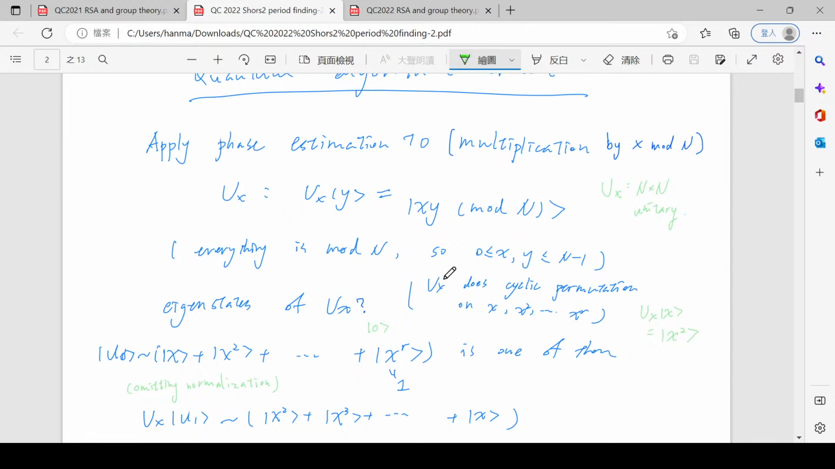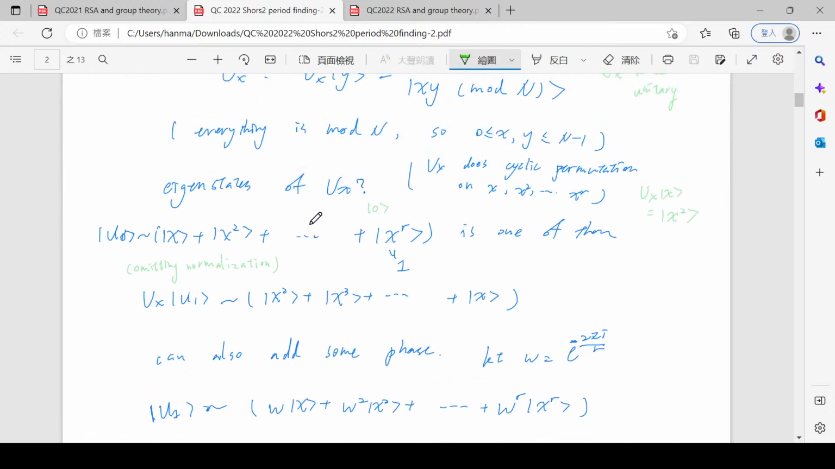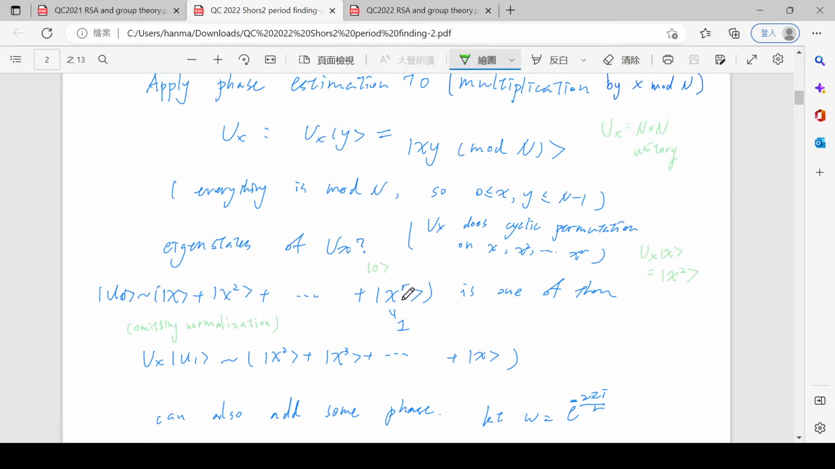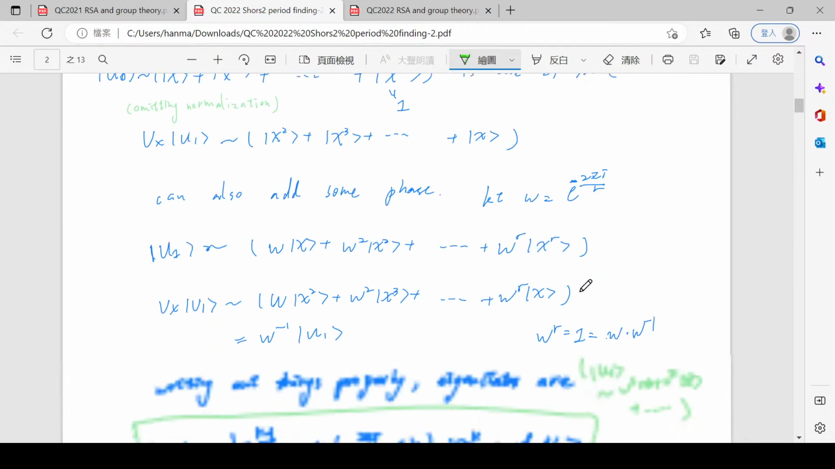Then you think about an invariant subspace: you multiply x on 1, so you will get things like 1, x, x squared, all the way to x to the r, which is also equal to 1. This is an r-dimensional subspace that's invariant under this U_x, so there are r eigenvectors, and those eigenvectors look like this: 1 plus x plus x squared, all the way to x to the r, each multiplied by some phase omega to some power.